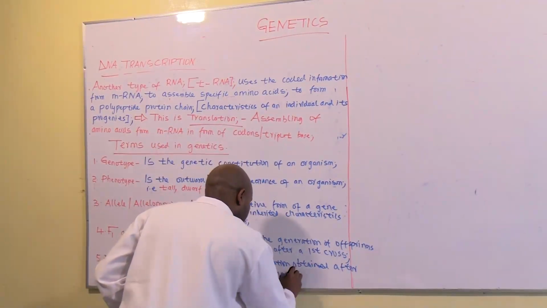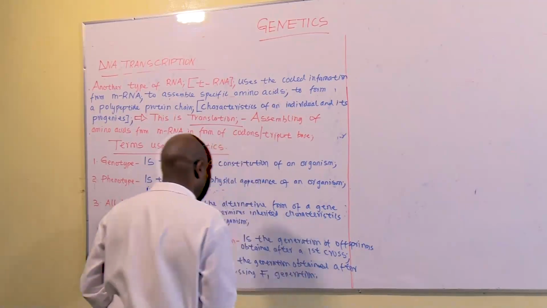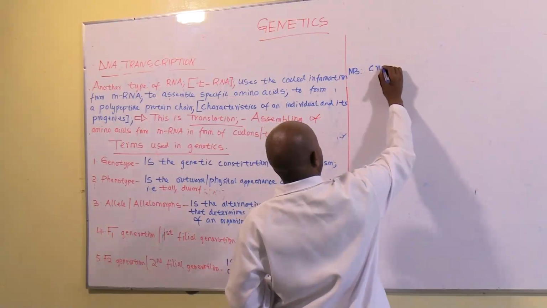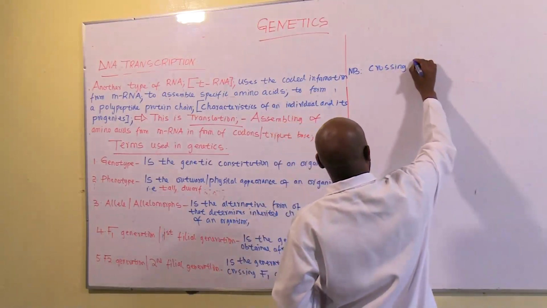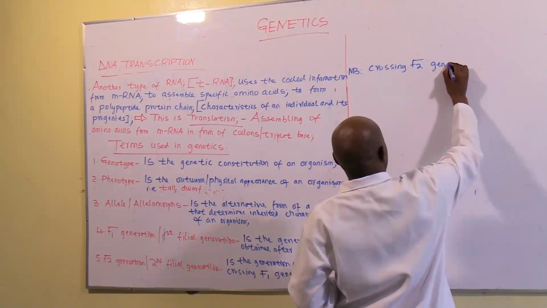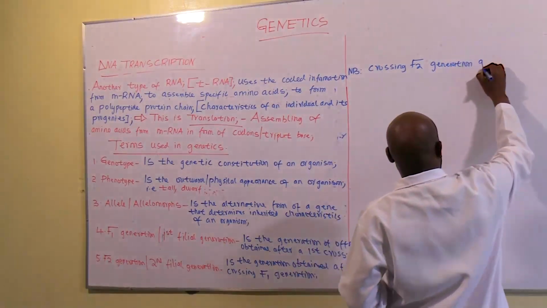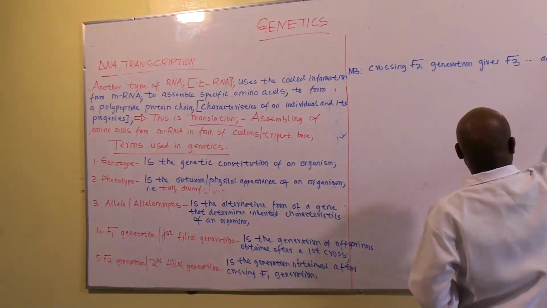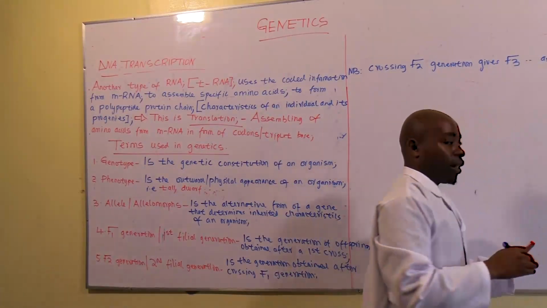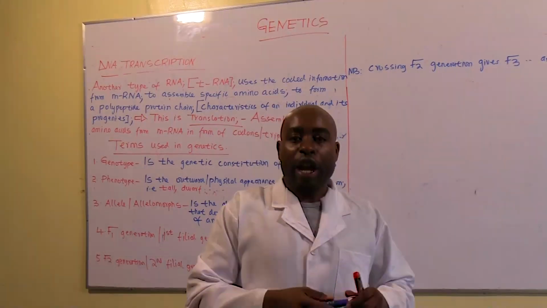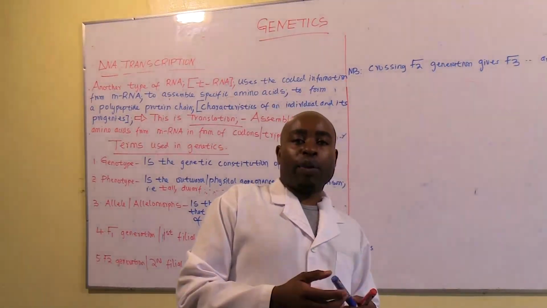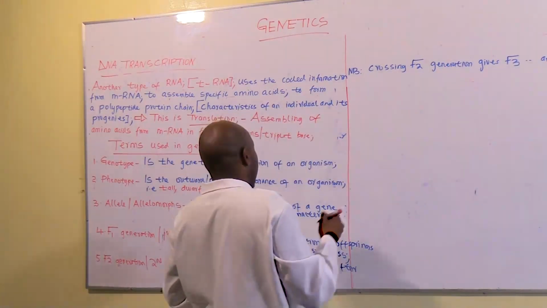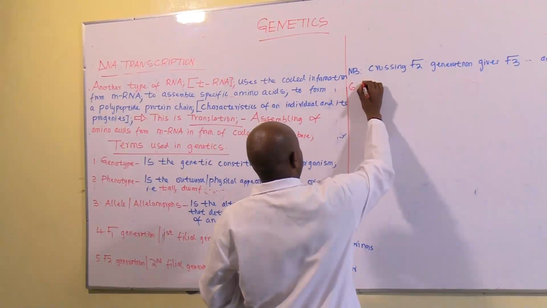After crossing F1 generation. NB. That means crossing F2 generation gives F3 and so on. That is the filial generation, F1 generation, F2, and depending on the type of process, we can even get F3, F4, and so on. The other one that we need to understand, number 6, is diploidy.